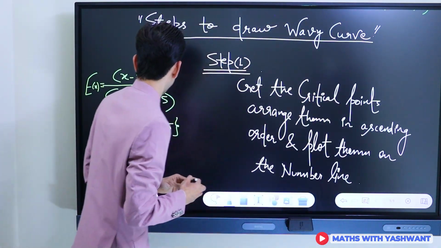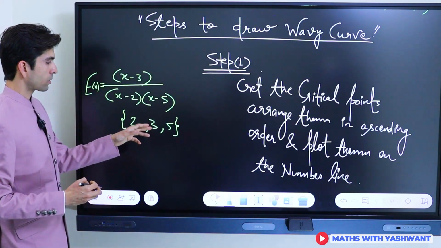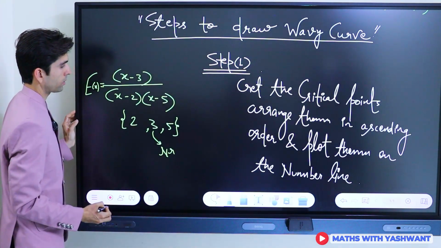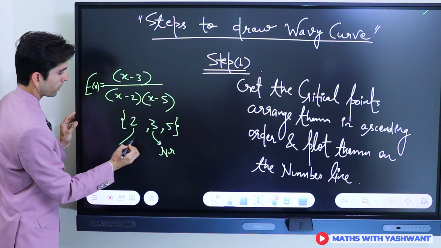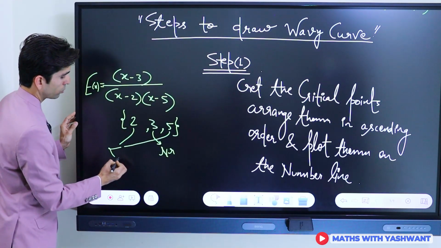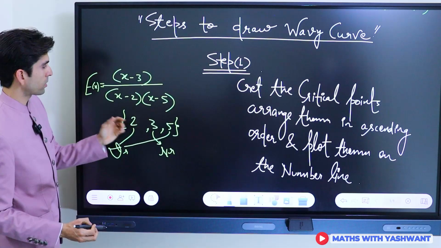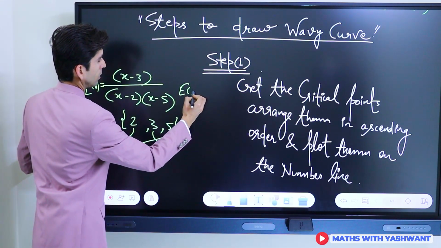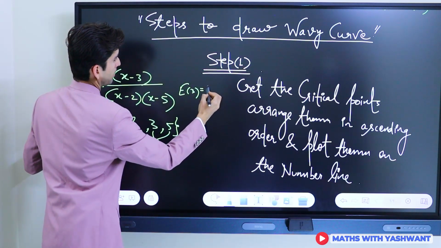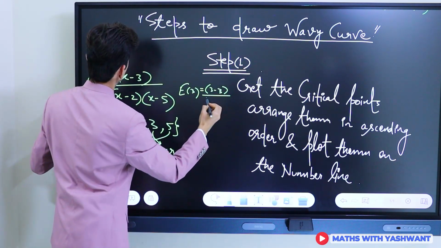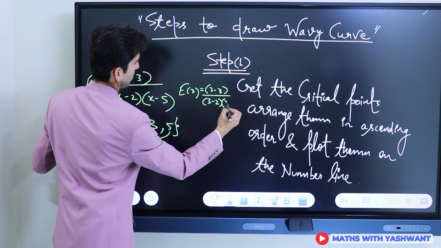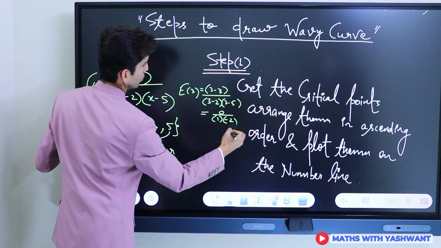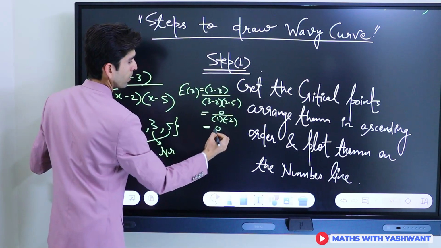Just I'll show you. Like the critical point 3 you get corresponding to numerator, and the critical points 2 and 5 you get corresponding to the denominator. So if I put the critical point 3 in the expression, E of 3, we have 3 minus 3 upon 3 minus 2 into 3 minus 5. So 0 upon 1 into minus 2. So 0 upon non-zero will be 0.